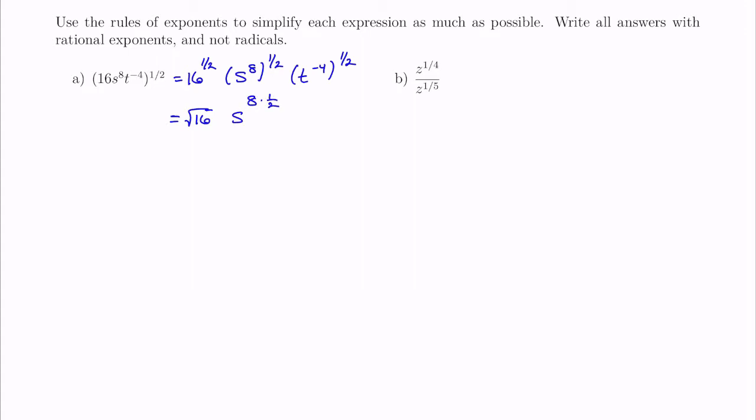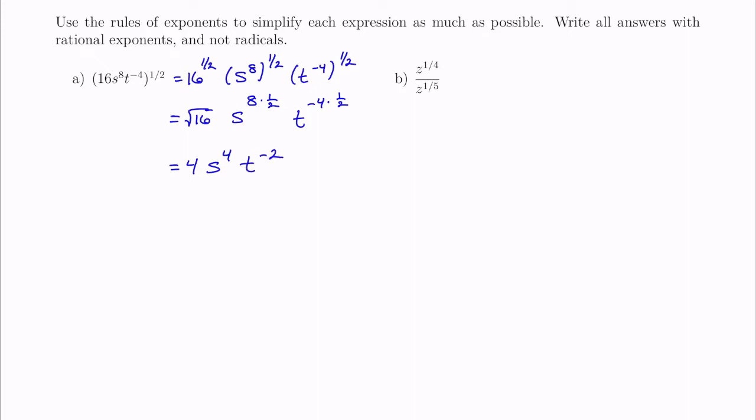And t to the negative 4th raised to the 1/2 would be the same rule. So we would have t to the negative 4 times 1/2. Taking this a step further, the square root of 16 is 4. 8 times 1/2 is 4, so we get s to the 4th power. And negative 4 times 1/2 is negative 2, so we have t to the negative 2 power.